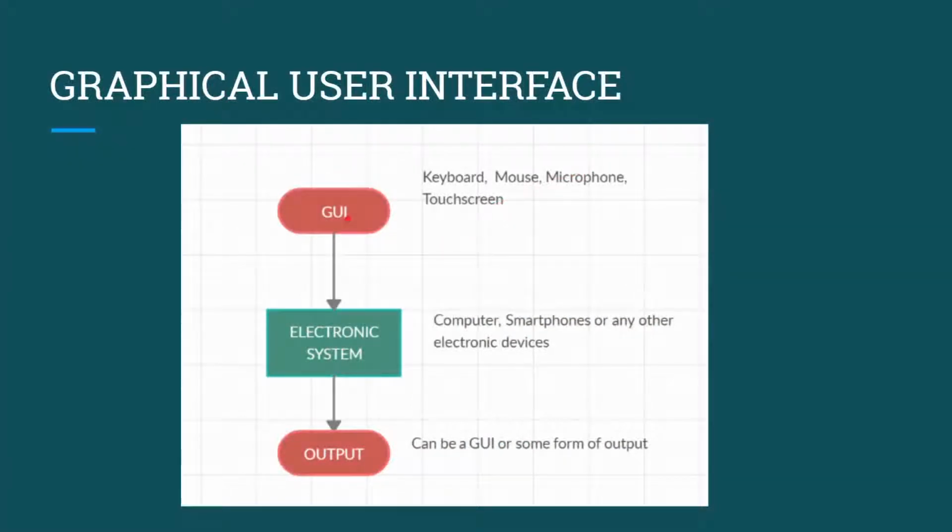Normally in a GUI, our input will be in the form of the keyboard, mouse, microphones, or touchscreens, and we will be giving our input to electronic systems such as computers, smartphones, or any other electronic devices such as smart printers. And our output, we can see in a GUI on screens, or we can get some other different forms of outputs.